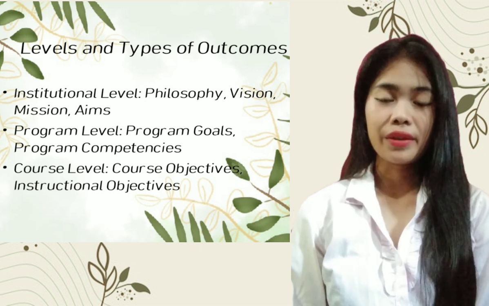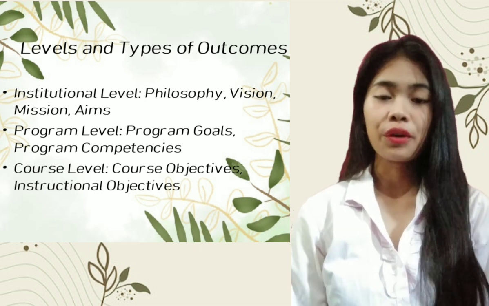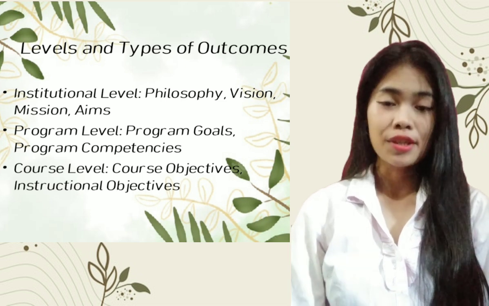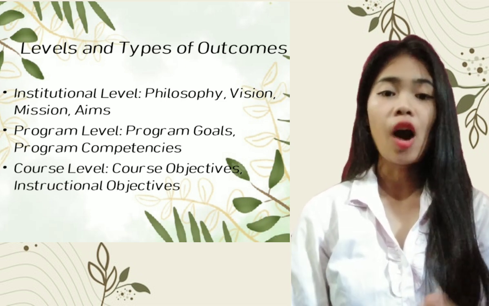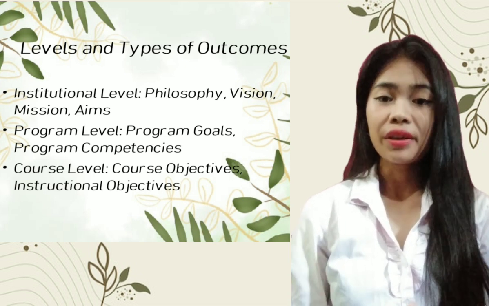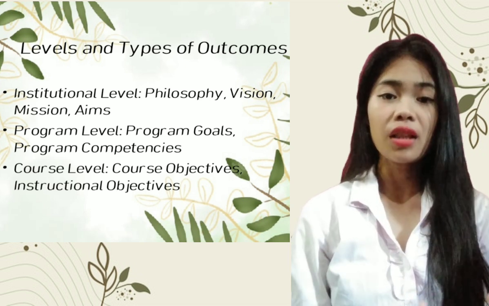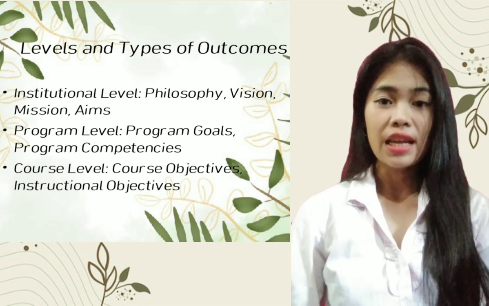And third, we have the course level. These are the objectives for each subject or class. For example, in science, students can explain how photosynthesis works. So it is a clear, specific skill or knowledge the students should demonstrate by the end of the lesson.